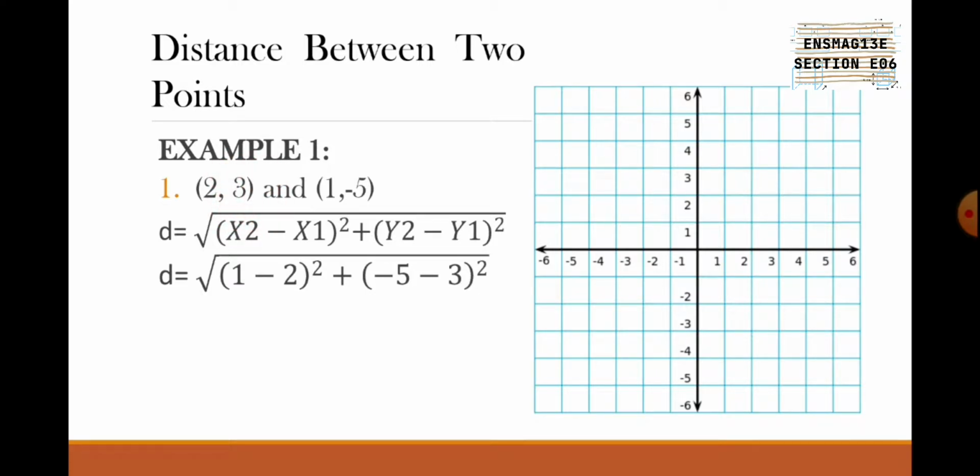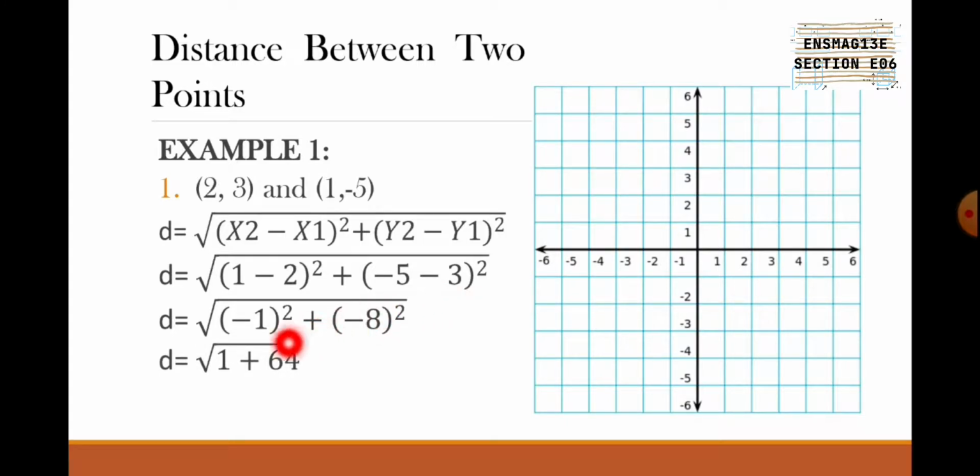So by applying now your operations, 1 minus 2 will give us -1. -5 minus 3 will give us -8. Squaring will give us 1 and 64. So our answer here is square root of 65.